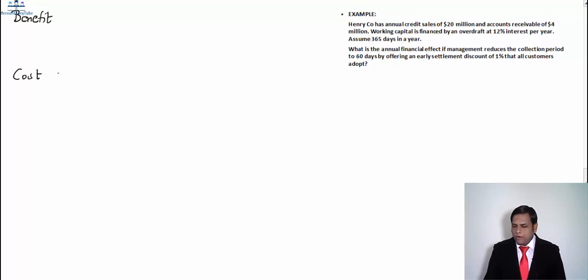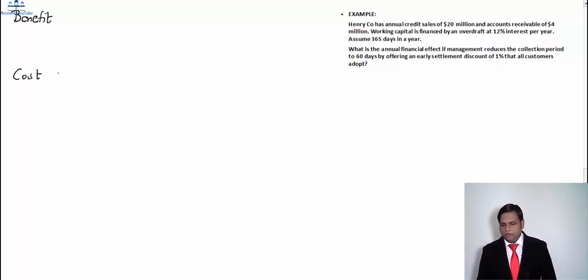Henrico has an annual credit sales of $20 million, an accounts receivable of $4 million. Working capital is financed by an overdraft at a 12% interest per year, and assume there are 365 days in a year. What is the annual financial effect if management reduces the collection period to 60 days by offering an early settlement discount of 1% that all customers will adopt?